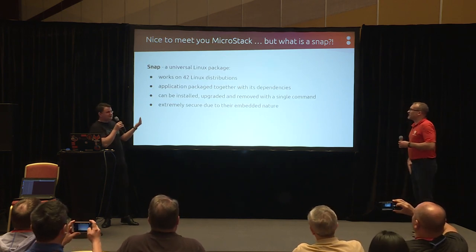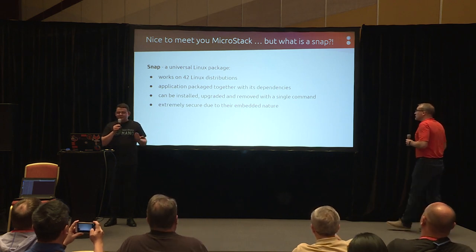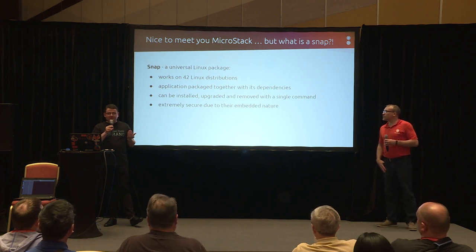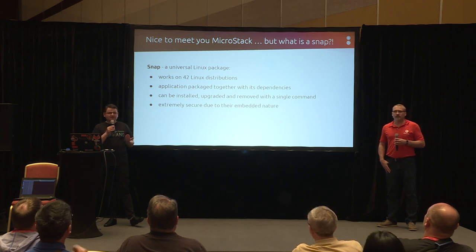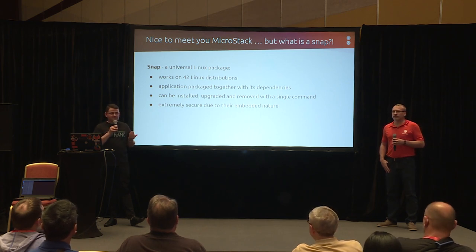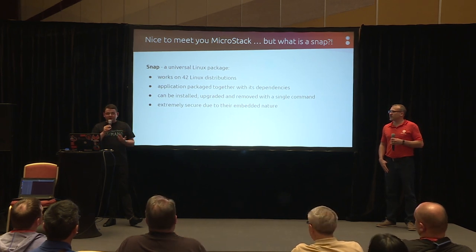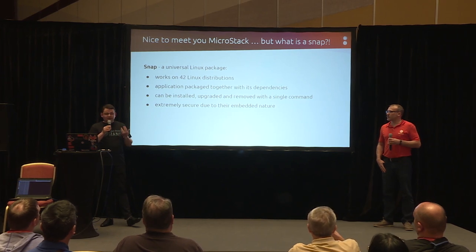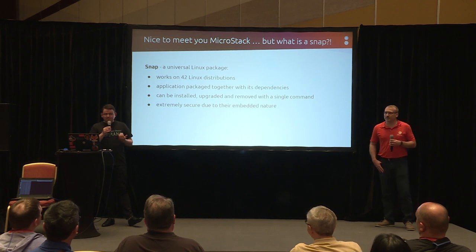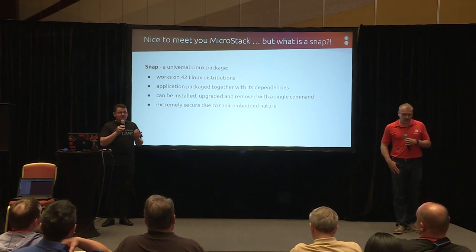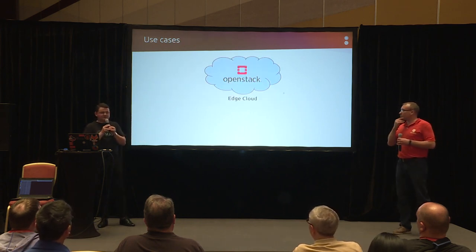But I said it's a snap-based OpenStack installation. So what does it actually mean? A snap is a universal Linux package that works on 42 Linux distributions. It is basically an application package together with all of its dependencies, with all of its supporting libraries. And it can be easily installed, upgraded, and removed with a single command. And moreover, due to the embedded nature of the snaps, they are also extremely secure, which makes them a perfect candidate for the edge deployments.